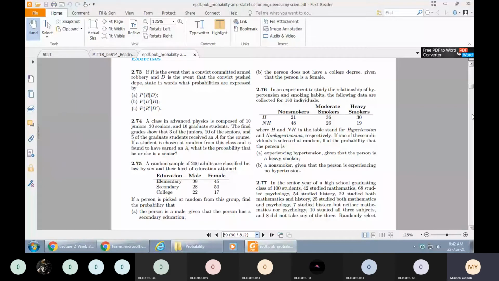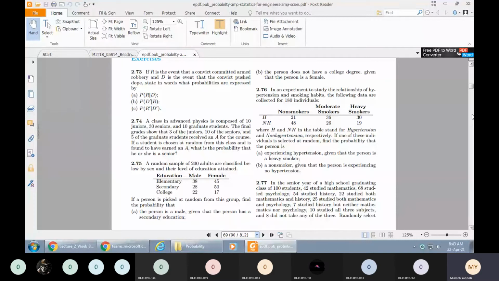Now in the numerator, we need to calculate the probability of C complement intersection F. That is the probability that the person chosen is female, but she does not have the college education. This is the probability of C complement intersection female. So now what should we write in the numerator? Perfect. So we will write 95 divided by 200 in the numerator.